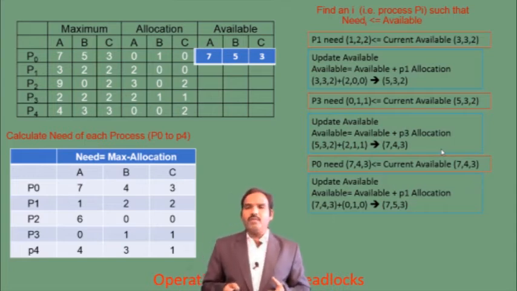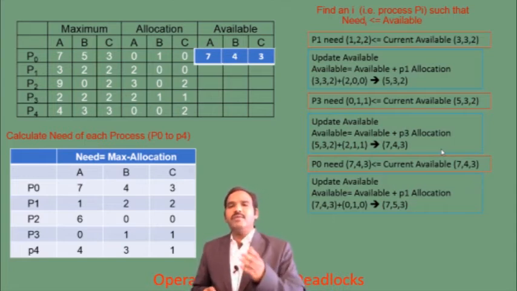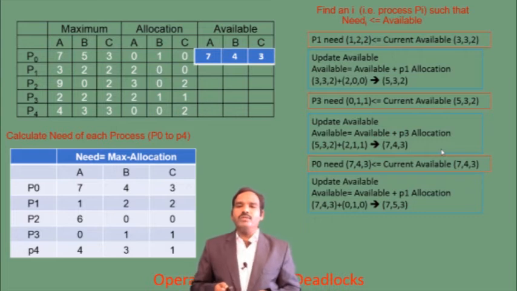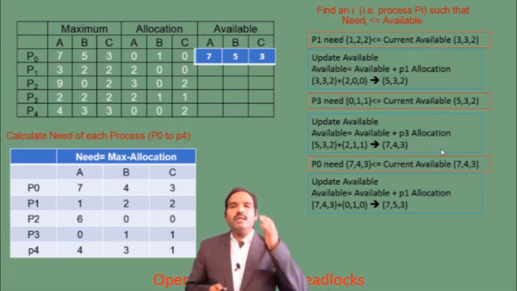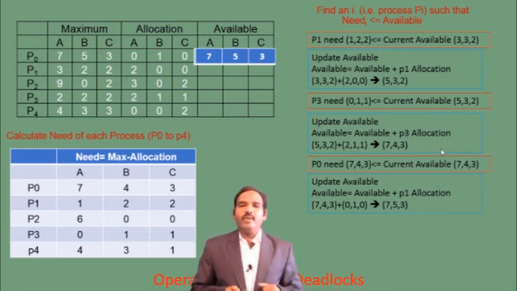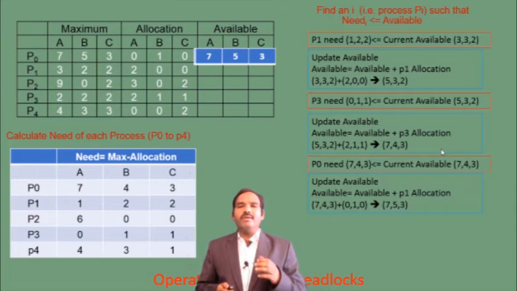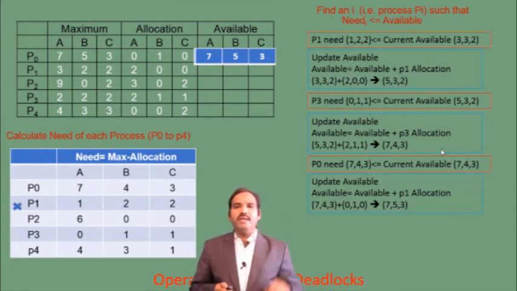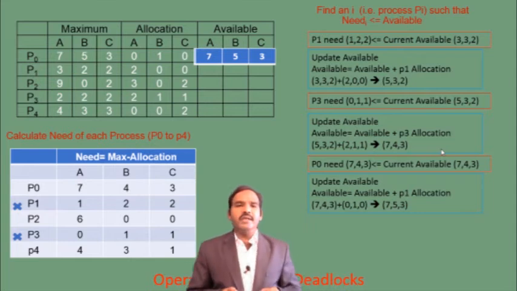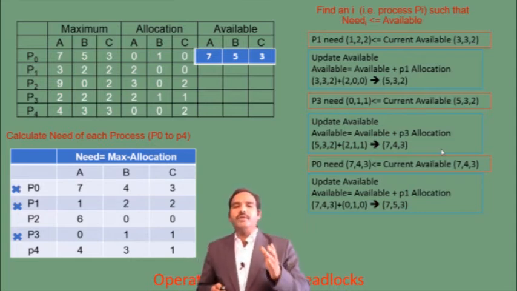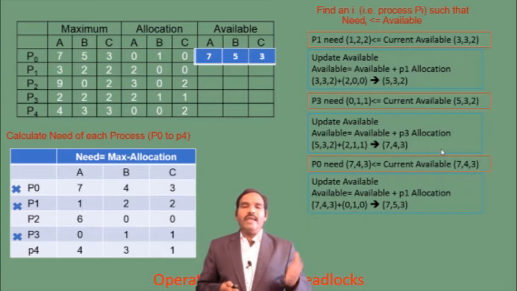But in the previous step, what is the current availability? 7, 4, 3. Now after adding 1, 0, 1, what is the current availability? 7, 5, 3. Okay. Now with 7, 5, 3, what are the processes completed so far? P1 completed, then P3 completed, P0 completed. What are the remaining processes? P2, P4.